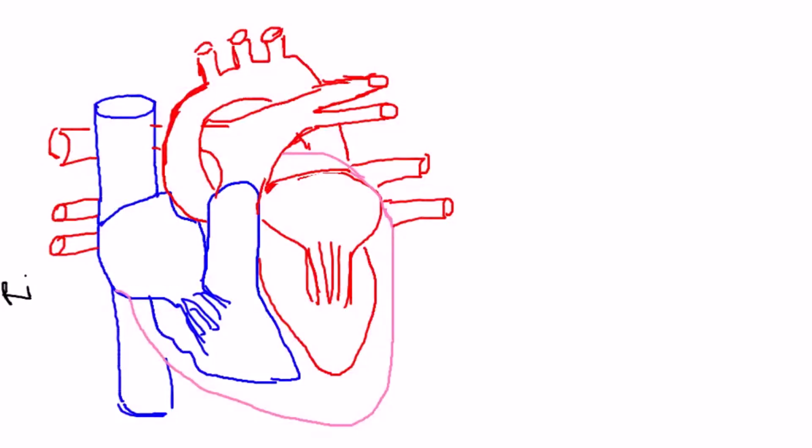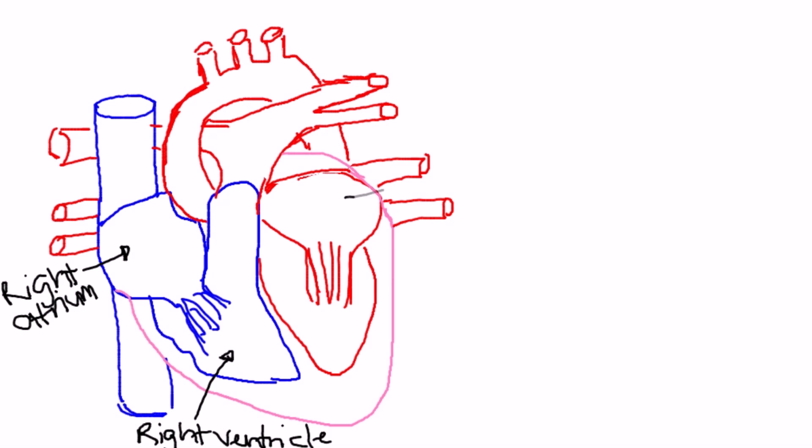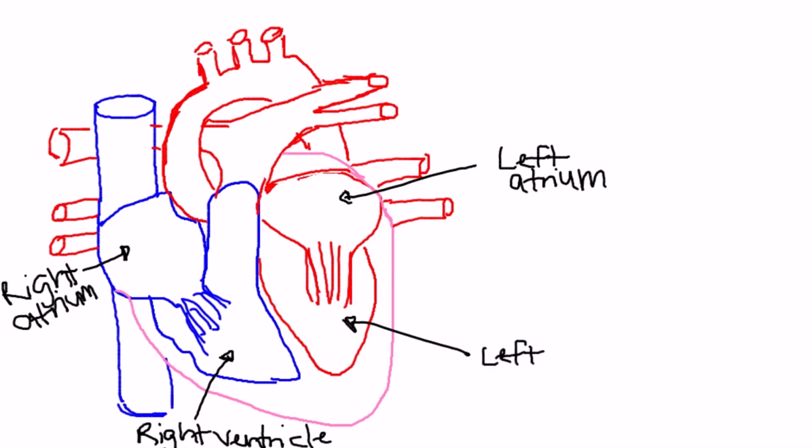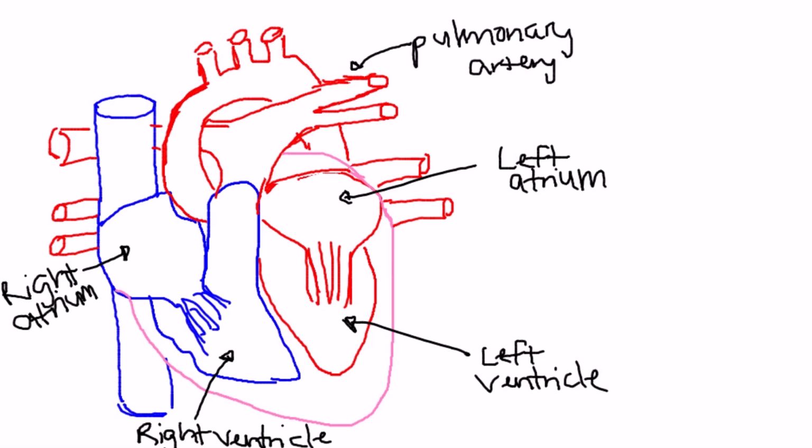First, we have the right atrium, and under this, we have the right ventricle. Then on the other side, we have the left atrium, and similarly, under that, we have the left ventricle. Next, we have the pulmonary artery over here, and then we have the pulmonary veins.